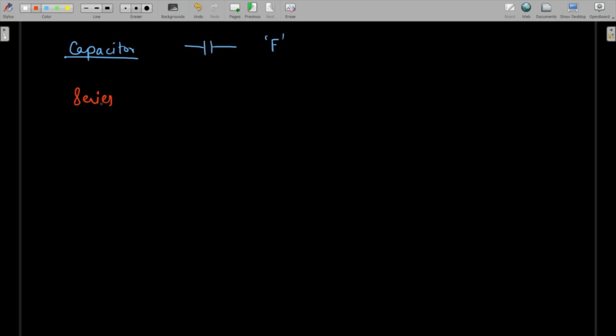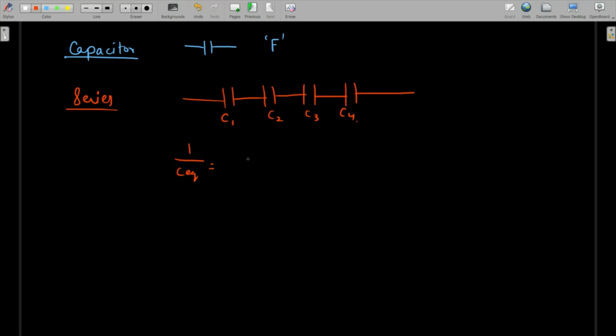So if we talk about the series combination of capacitors, then just like the resistors, the capacitors are connected in series like this. And if this is C1, this is C2, this is C3, this is C4, then their equivalent capacitance, as opposed to the series combination of resistance, is going to be 1 over C equivalent is the sum of the reciprocal of the individual capacitance. So this is how it looks like.